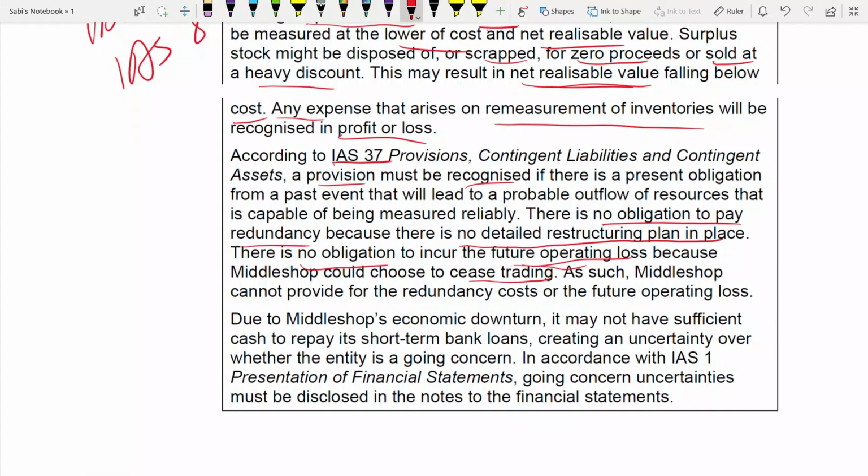Because they could choose, when you can avoid it, you have no obligation. Obligation means what? When you cannot avoid it. It's like a bank loan, the interest that you have to pay on the loan. Can you avoid it? No.